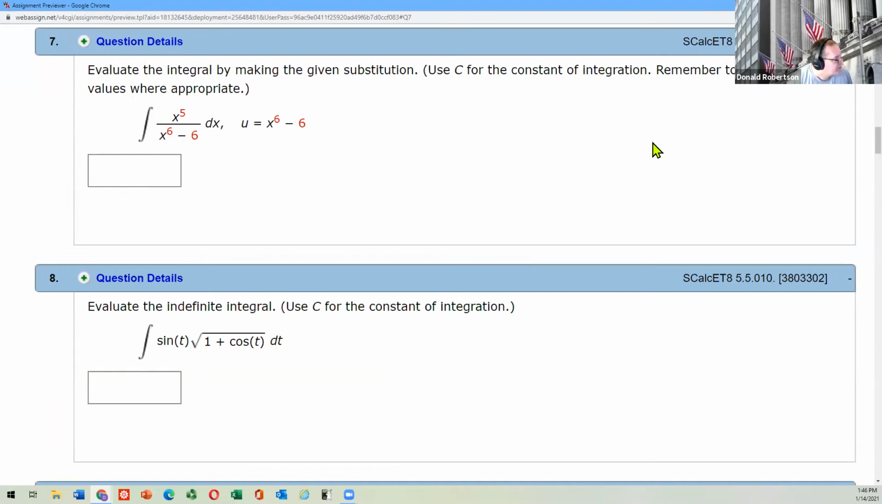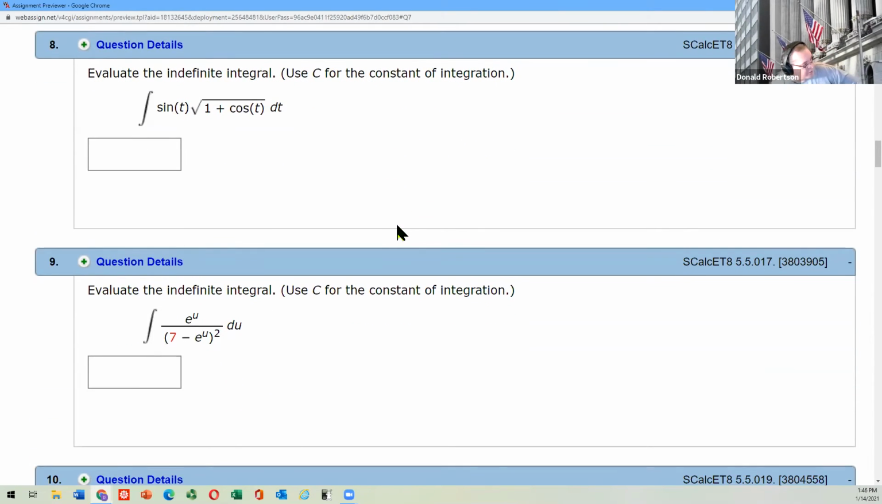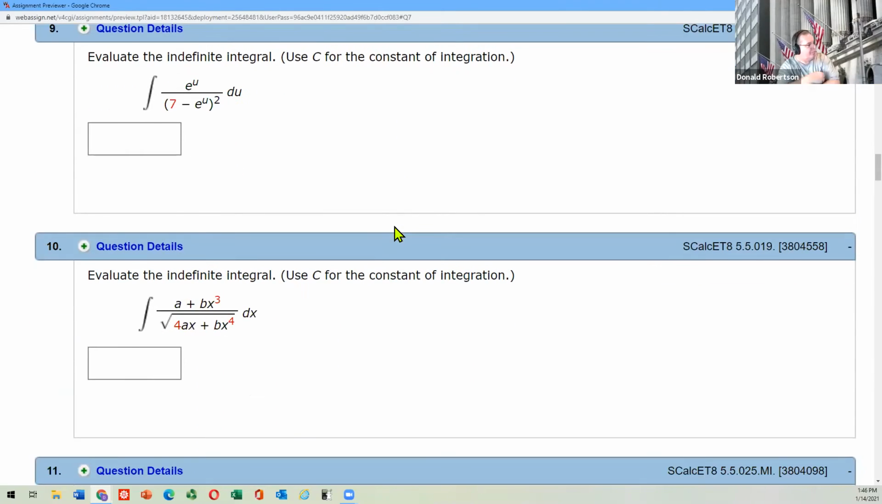Question 7 is not really a good question because don't they tell you the u sub? So that's nice when they do it. So anybody recognize who the u sub should be in question 8? 1 plus cosine of t. Correct. What would the u sub be in question 9? You might have to think about that one. Seven minus e to the u. Agreed. Are you all agreeing with that? That's actually the one that would work.